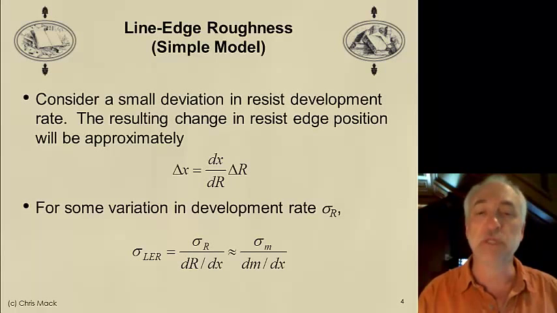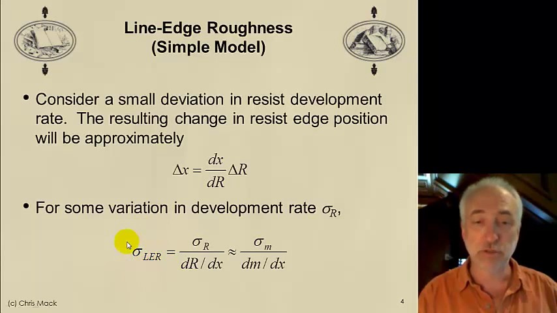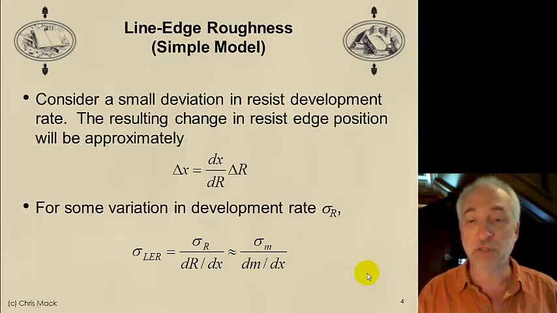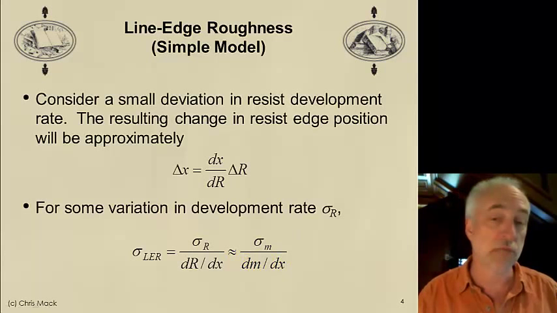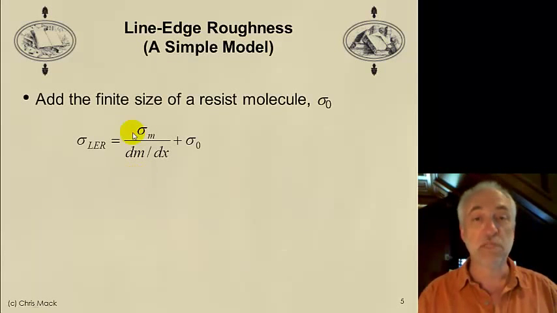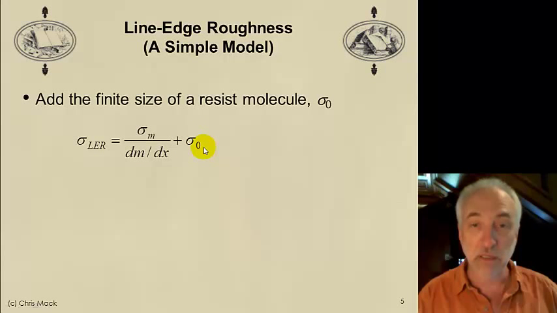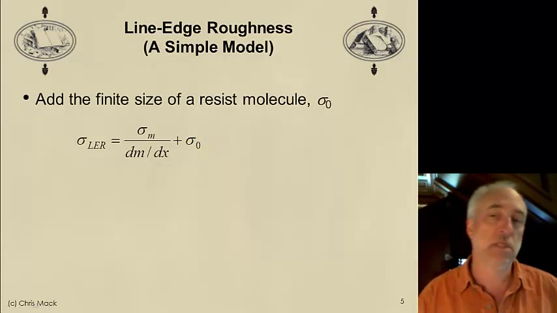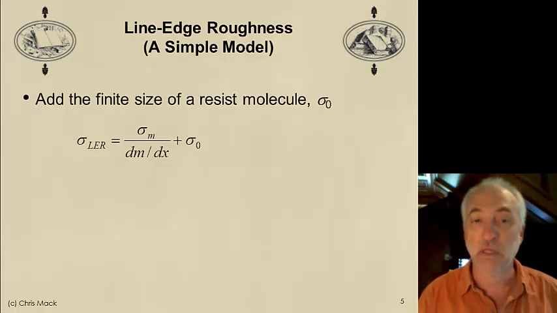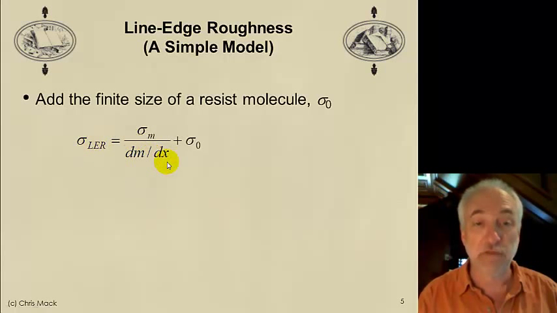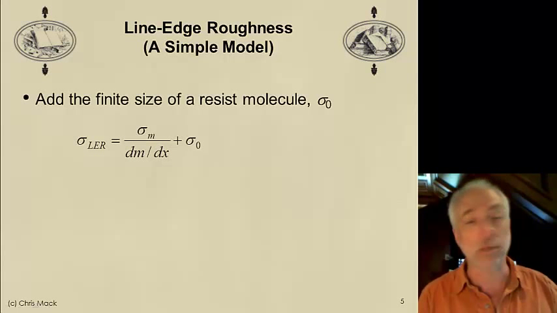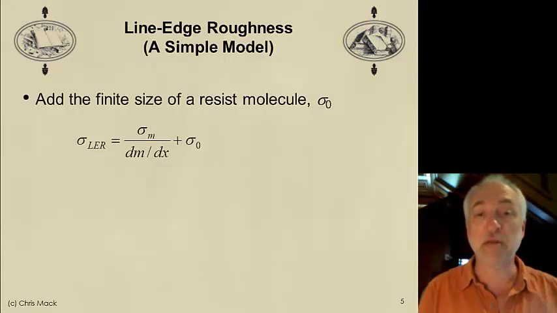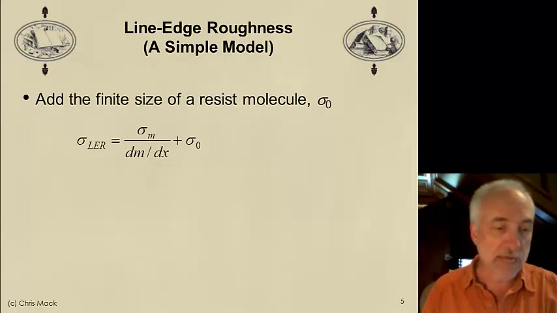So we'll just assume that those uncertainties are small, and as a result, the line edge position variation comes from variations in the number of protected polymers, protecting groups on the polymers divided by the gradient of the protecting group concentration. Then we simply add an extra piece to it, sigma naught. What is that? Well, it's simply the finite size of a resist molecule. That is, even if I had an infinite gradient, if I had a step function of deprotection, I would still see some randomness on the edge simply because of the random positions of the polymer.